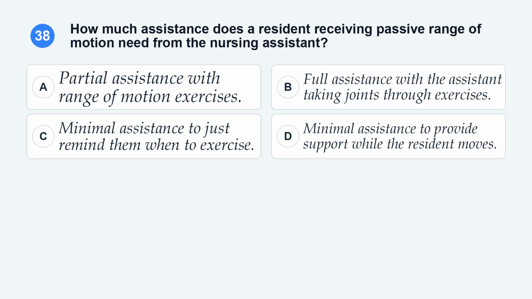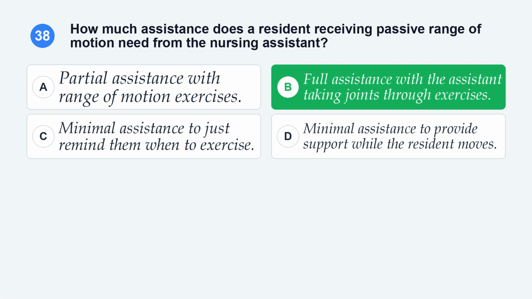Question 38. How much assistance does a resident receiving passive range of motion need from the nursing assistant? Option A. Partial assistance with range of motion exercises. Option B. Full assistance with the assistant taking joints through exercises. Option C. Minimal assistance to just remind them when to exercise. Option D. Minimal assistance to provide support while the resident moves.